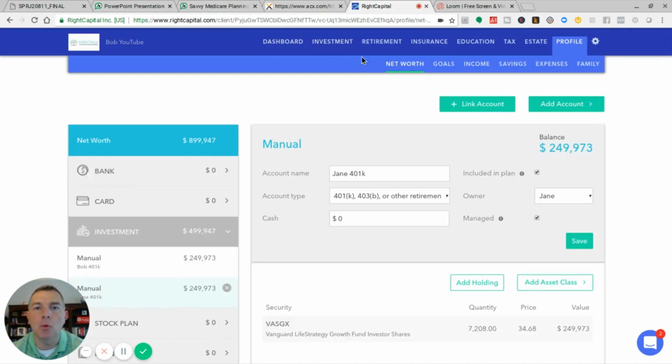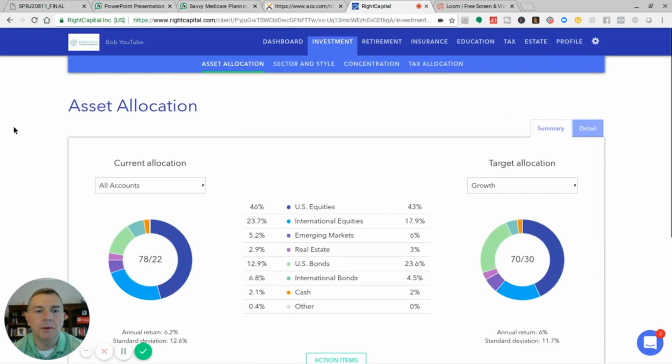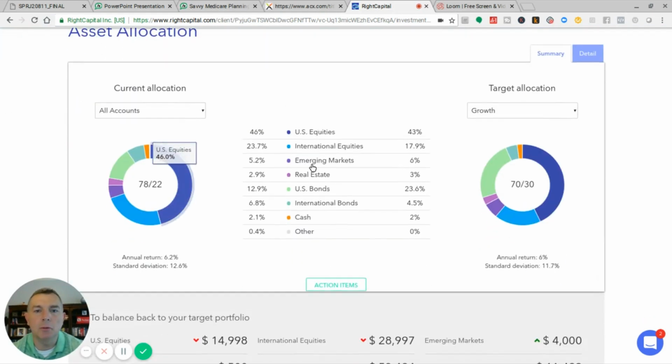We already did the dashboard. Now we're going to the investment tab. And what you'll see is it breaks it down. It says, this is the way you're currently allocated: 78 to 22 in terms of stocks versus bonds. Of your stocks, 46% is U.S., 24% is international, 5% is emerging markets, 3%. That's just a good diversified portfolio. You just can't beat that.